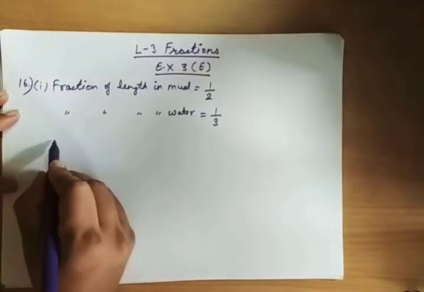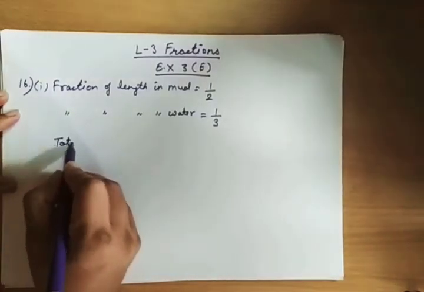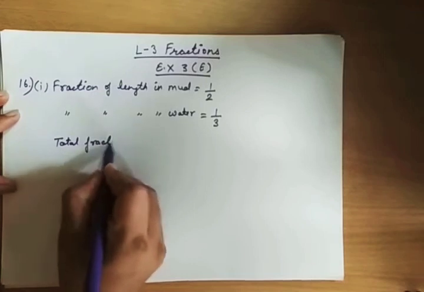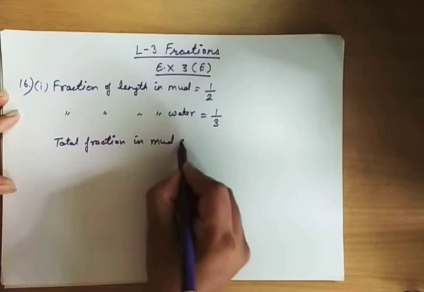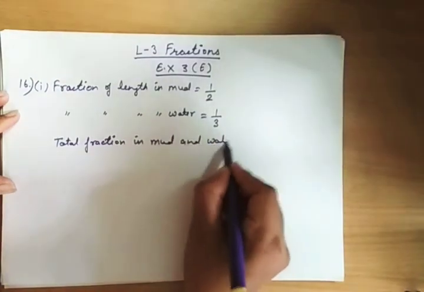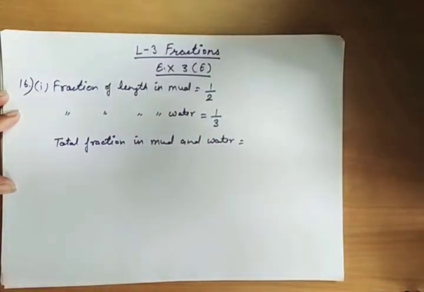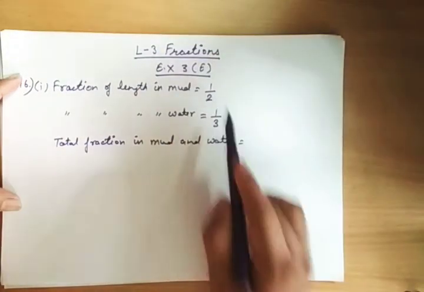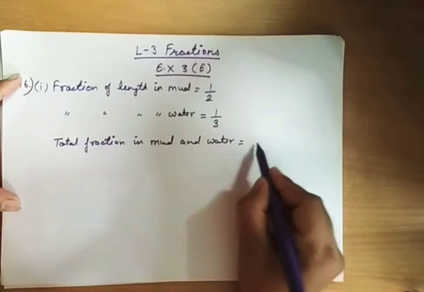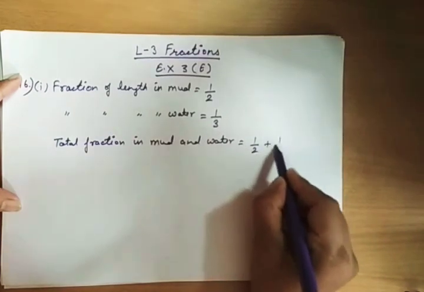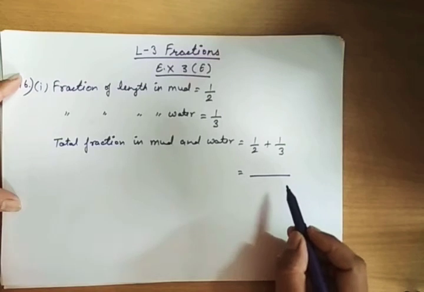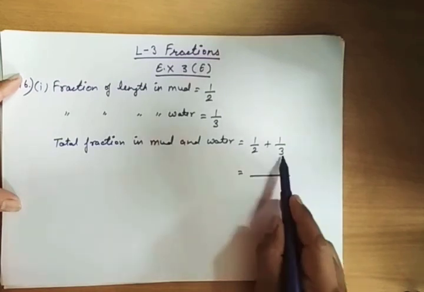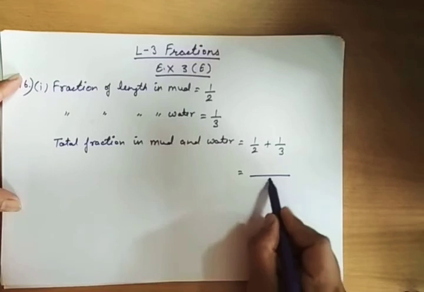So total fraction in mud and water. Now what are we finding? We are trying to find the total fraction of the length of the lamp post which is in the mud and in water. Okay, so we will add the two fractions together, half plus 1/3. And we know how to add the fractions. Find the LCM of the denominators. LCM of 2 and 3 will be 6.